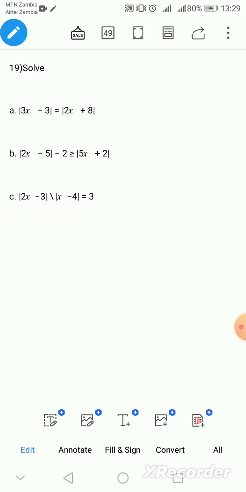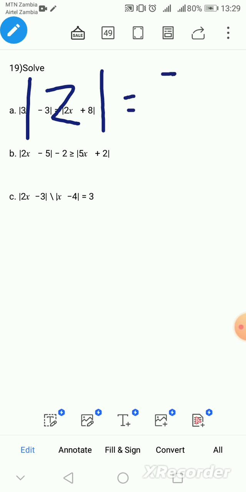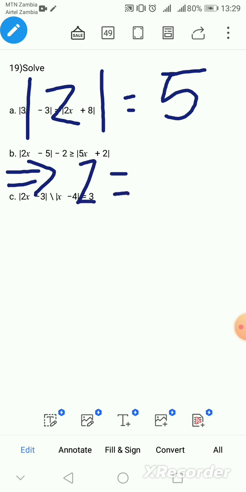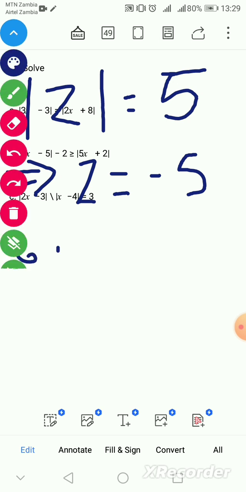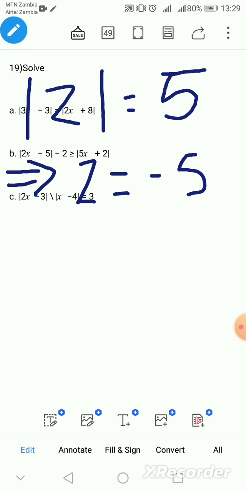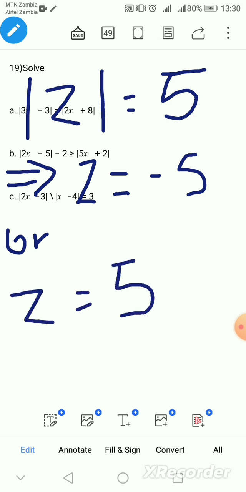Another scenario, we can find maybe the modulus of z is equal to 5. This simply implies that z is either equal to -5 or, let me write that down properly. So when we have the modulus of z is equal to 5, it implies that z is equal to -5 or z is equal to +5. So that is the implication of a modulus.